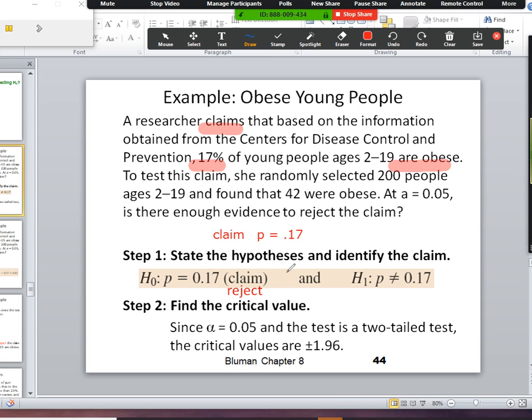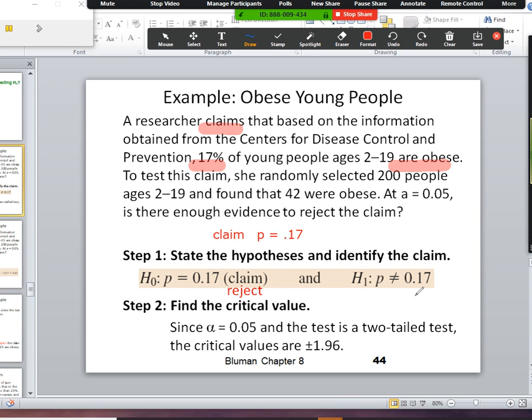Now, here's the deal. If I reject H naught, what does that do for my claim? Is that good for my claim or bad for my claim? Rejecting H naught, since this is my claim, rejects my claim. So that's why I'm going to use the word reject here. I'm just going to make a note of it so that I know that's the word I'm going to pull in when we get to step 5.